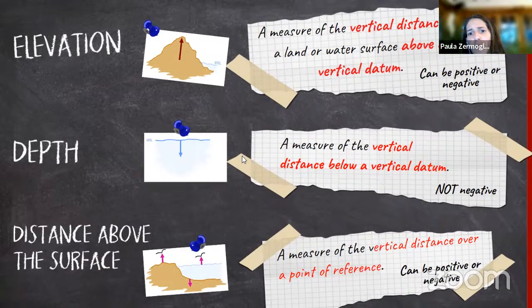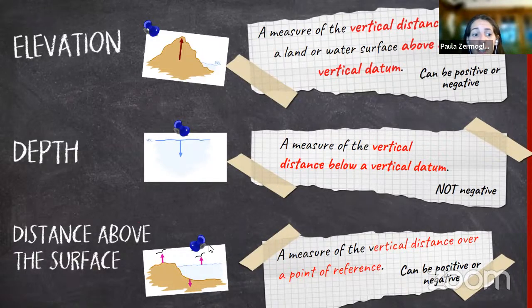Then the depth is a measure of the vertical distance below a vertical datum. In our case, it would be that surface of the water. And so as our companion here was saying, the depth is greater than what was in the description. It was about 4 meters. So we had a depth of 4 meters. And remember that depth is always non-negative, that is 0 or positive.